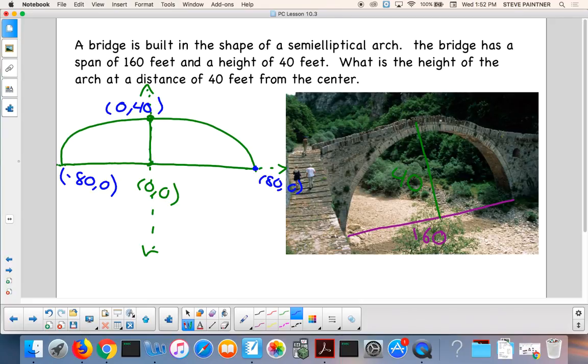What are we trying to find in this problem? If we go from the center and go 40 feet over, we want to find the height of the arch right there. For our drawing, it'd be over 40 feet. We want to find that height.